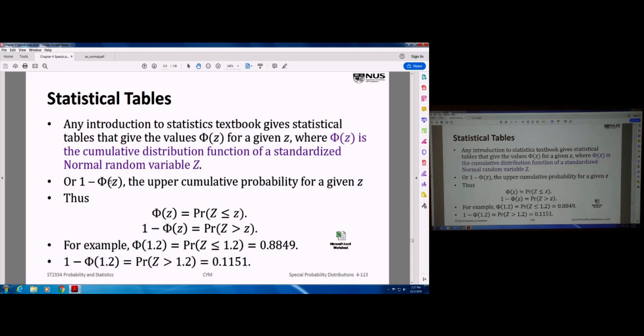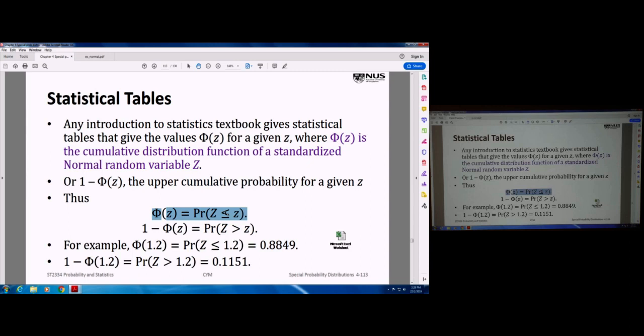Anyway, let me just tell you about this. Any introduction to a statistical textbook 25 years ago would tell you about statistical tables. Basically, these are just tabulations of those integrals that I've been talking about. So first of all, let's define phi of z. Phi of z is the CDF, the cumulative distribution function, for a Gaussian random variable with zero mean and unit variance.